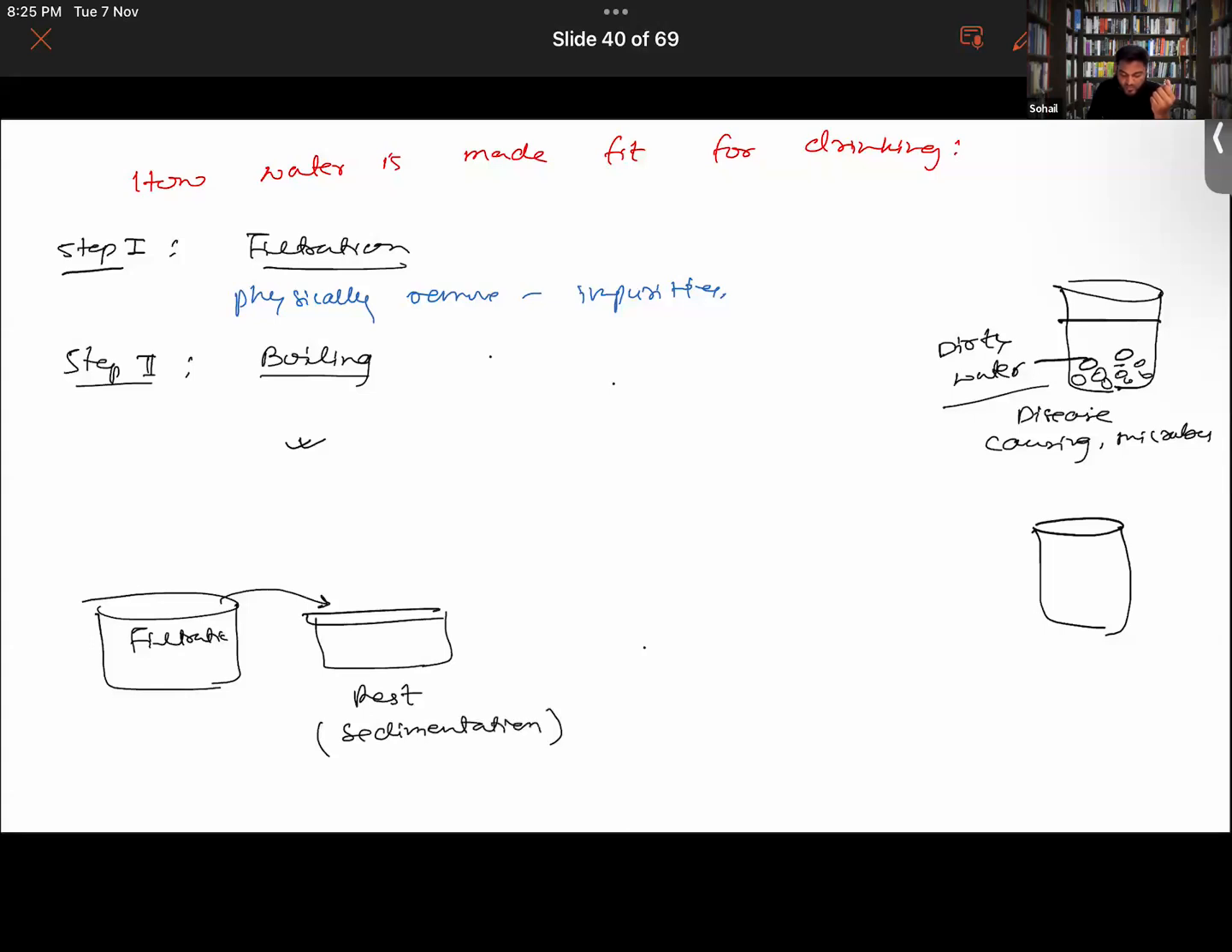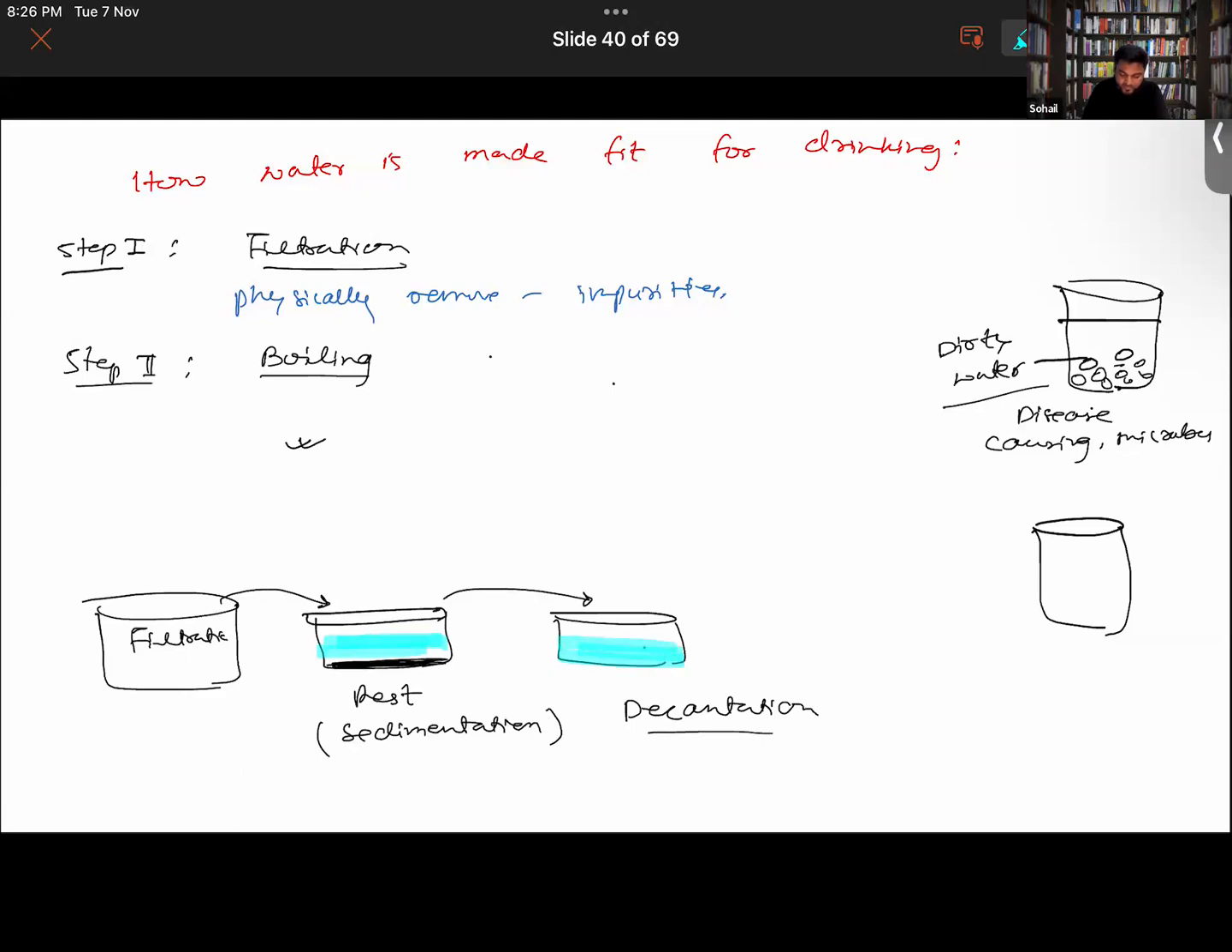Right. So sedimentation will ensure that the further dust particles rest at the bottom. After this, you will do decantation. Decantation is nothing but simply pouring the sedimented water into another container, leaving the sediment in the first container. You will pour all the water into another container.